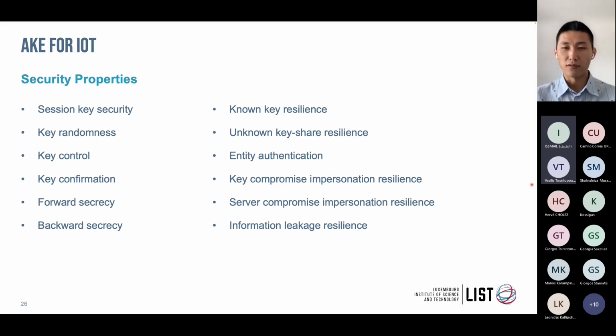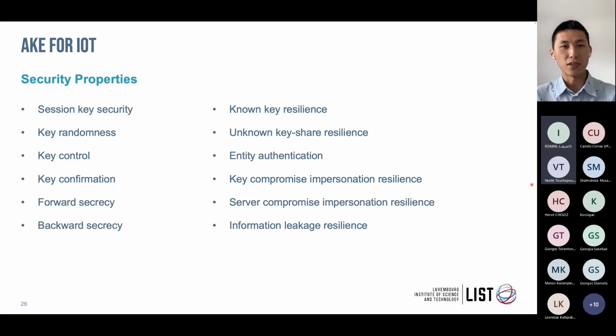And the next one, key confirmation. In any successfully established session, a legitimate participant can confirm if any participant is involved in the same session and holding the same session key. Next one, forward secrecy and backward secrecy. Those properties ensure that the compromise of the long-term private key of some participant involved in a successfully established session does not compromise the session key negotiated in later rounds or in previous rounds.